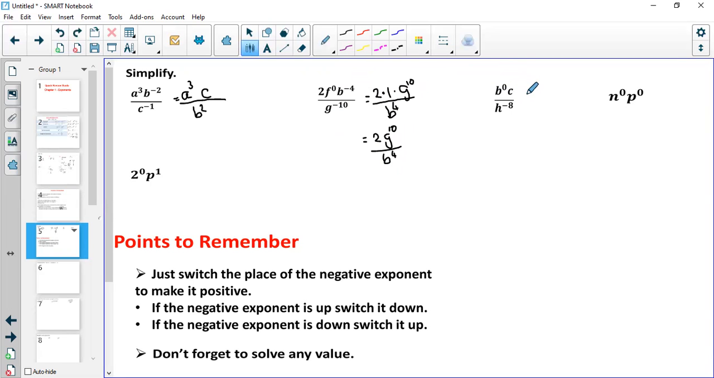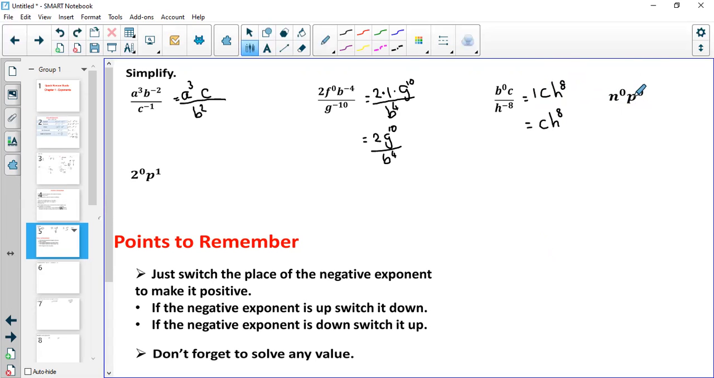So b to the power of 0 is going to be 1. C is C, it has nothing to do. So 1 multiplied by C in fact. Then H is negative here. So what happens? It needs to move up and become positive. So 1 multiplied by C is going to give you a C. We usually don't write 1, right? So it's going to be C H to the power of 8. This is how you need to solve exponents, simplify exponents.